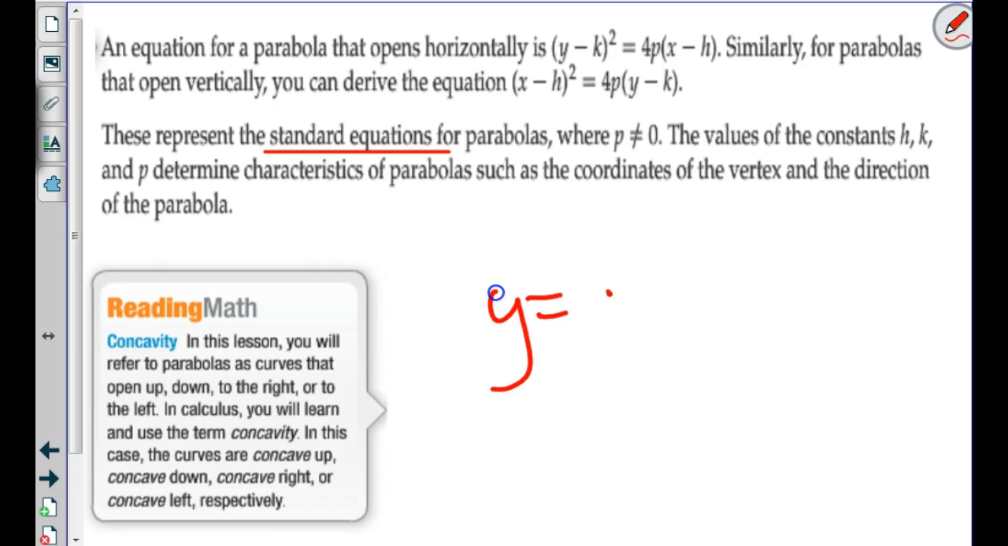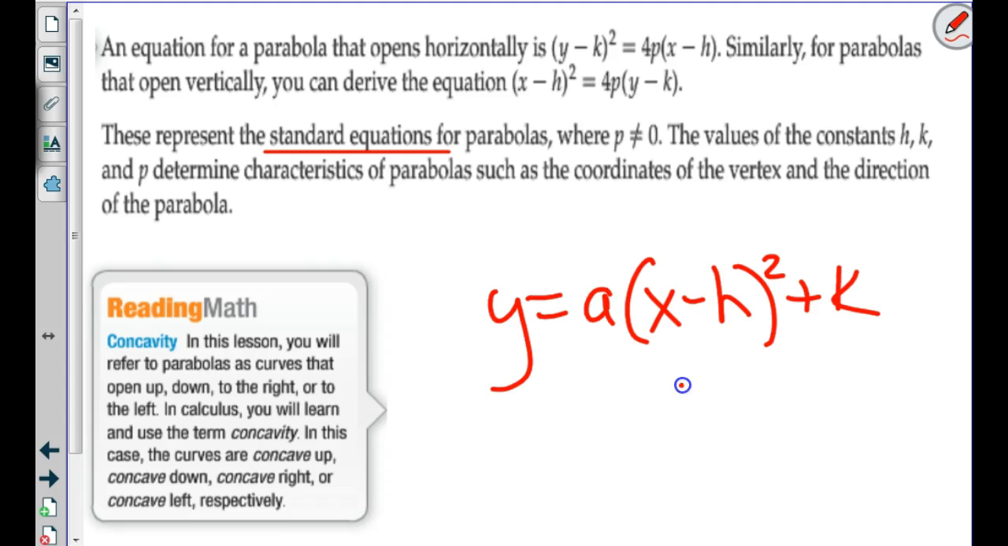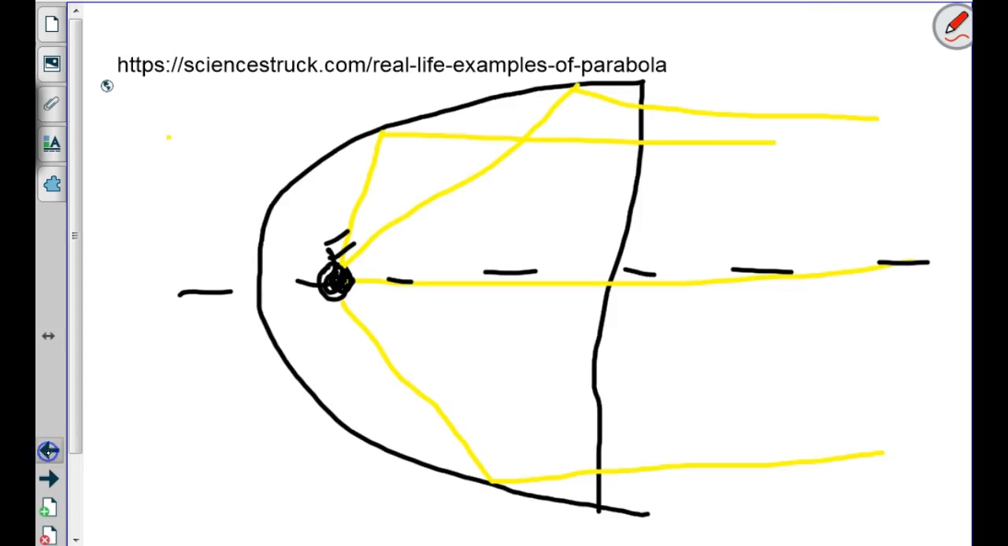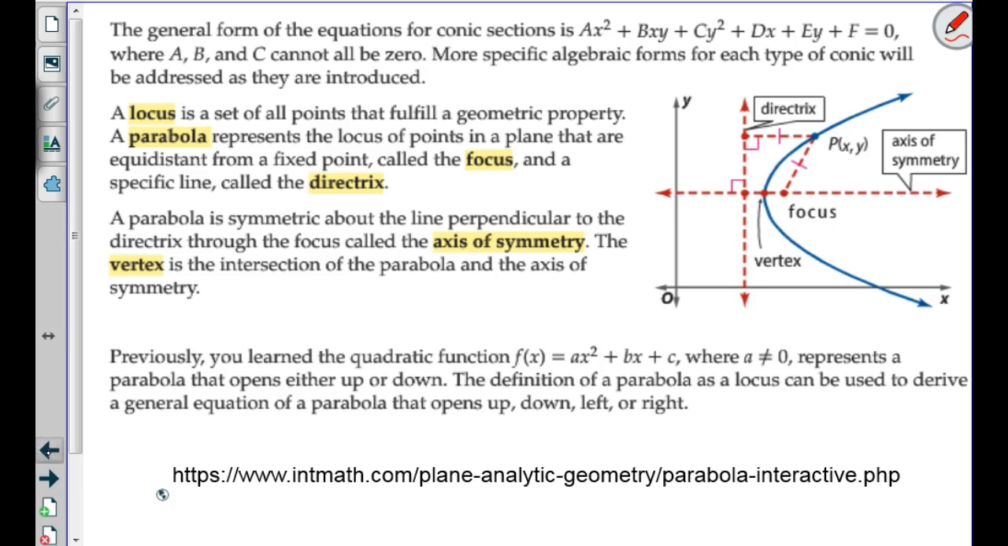Does this look like what we did first semester? Okay. The vertex was at h, k. Today the vertex is going to be at h, k. Okay, that part's not changing. A had to do with the stretch and the reflection. If A was a big number, it actually went up faster, so it was skinnier. Okay. If A was negative, it opened down, that kind of thing. Well, we're going to have a different relationship for A today. We're going to talk about P instead.